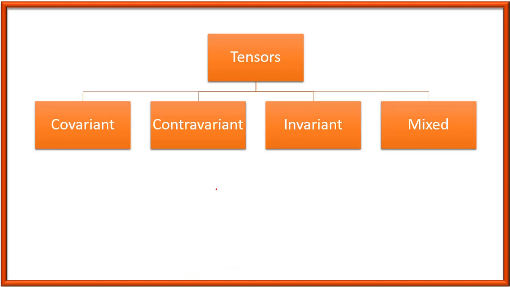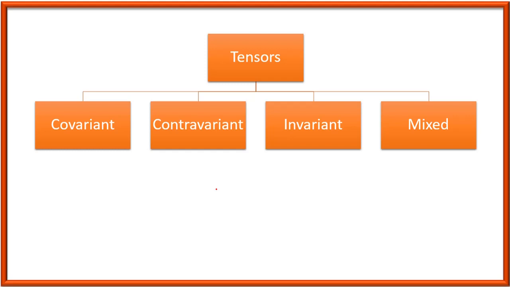Now, based on how an entity changes with the change in the reference frame, the tensors can be mainly classified as covariant, contravariant, invariant, and mixed. So far we have seen only about the vectors, that is first order tensors. The first order tensor can either be covariant or be contravariant or can be invariant.